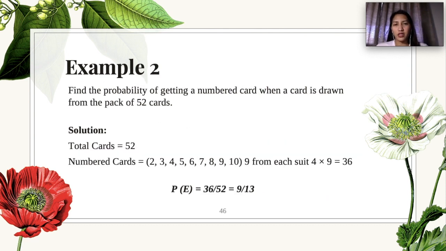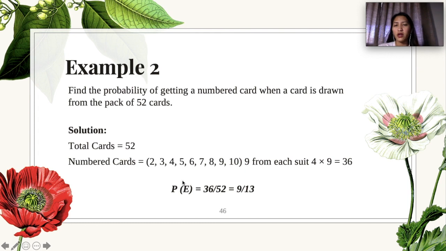Here is another example. Find the probability of getting a numbered card when a card is drawn from the pack of 52 cards. So, ano ibig sabihin nun? Hindi included dyan yung Jack, Queen, and King. So, ano daw yung probability ng pagkuha ng numbered cards? So, we have 52 total cards in a deck. Ang numbered cards ay 2, kasi hindi kasama yung aces. So, meron tayong 2, 3, 4, 5, 6, 7, 8, 9, and 10. 9 from each suit. So, that is 4 times 9 is equivalent to 36.